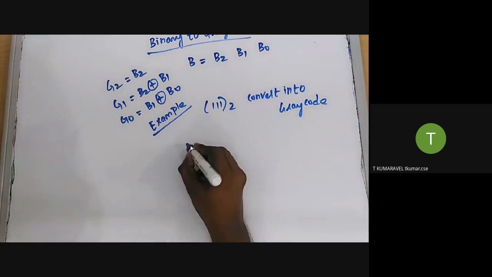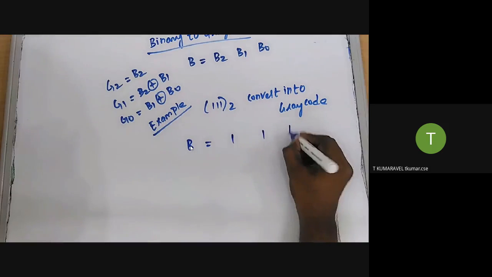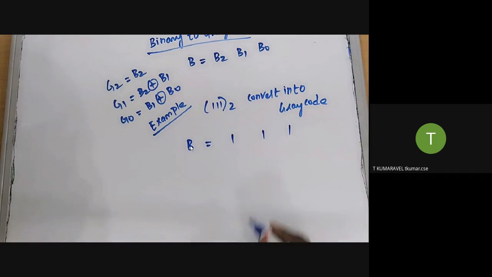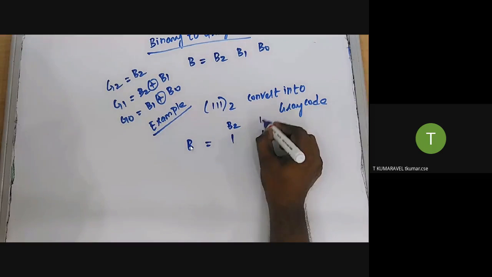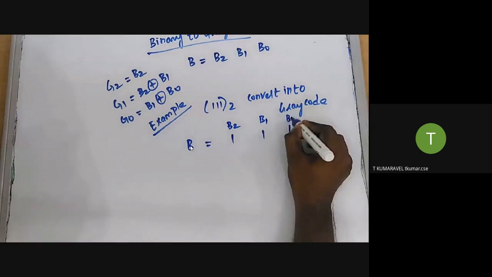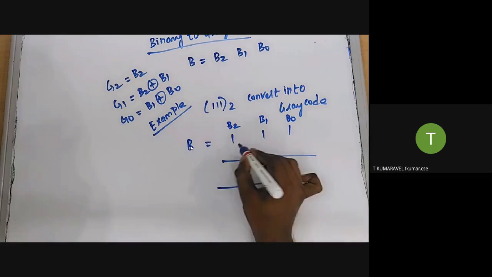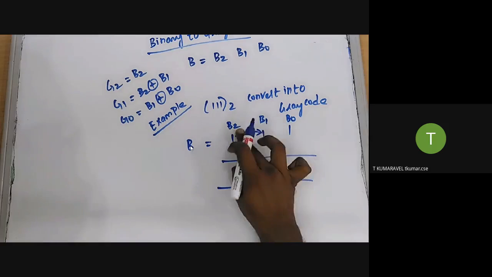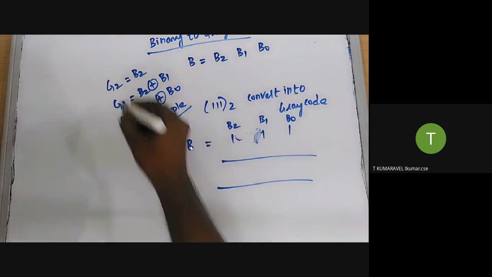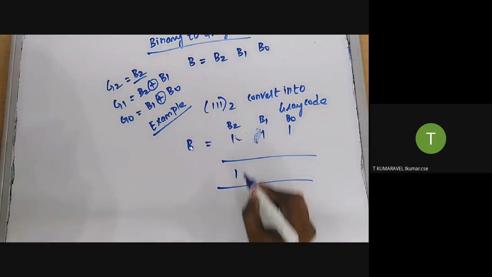How do you do that? This is a binary number associated with 3 bits. This is B2, this is B1, this is B0. First, how do you find G2? G2 is B2, no problem. How do you find G1?